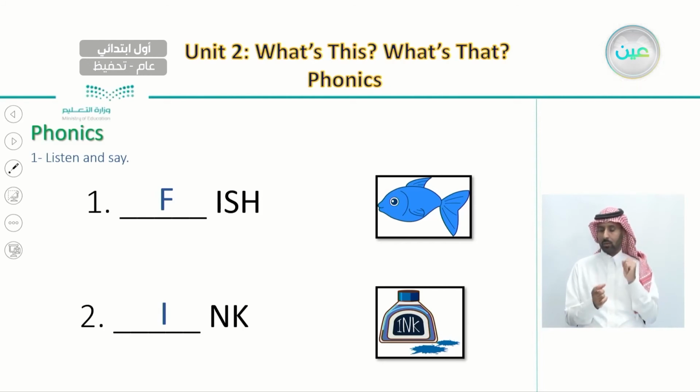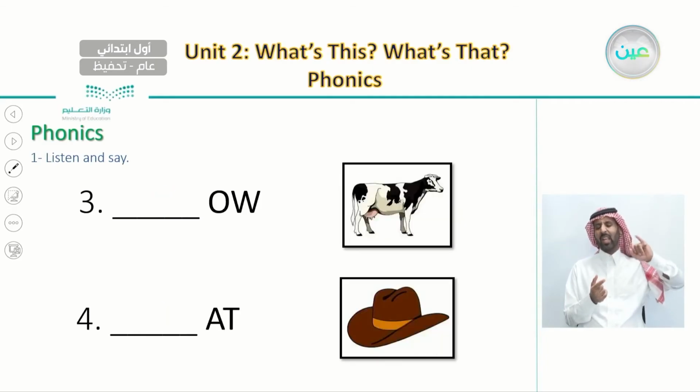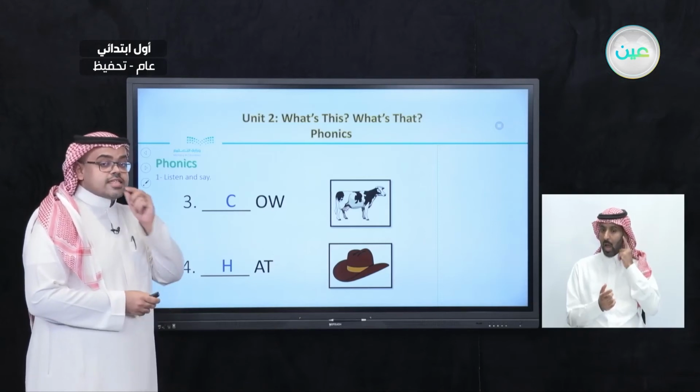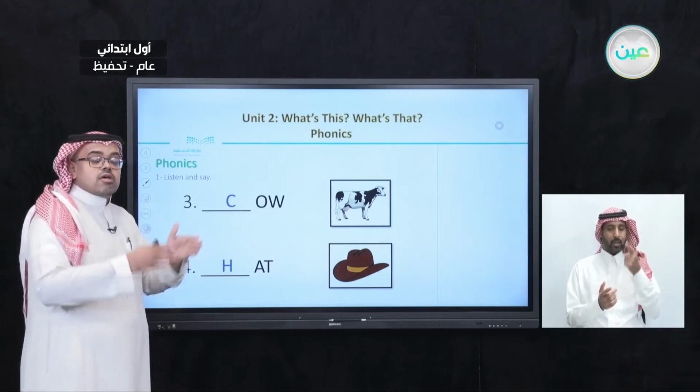So here, for example, F, the sound is fish. Here the letter is I, the sound is ink. Here is the letter C, and the sound is cow. And here the letter is H, and the sound is hat. So it's very important we differentiate between the sound of one letter and the sound of a word.